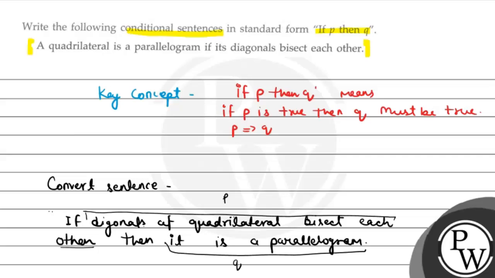Both are true. If P is true, the diagonals of a quadrilateral bisect each other, yes, that is true. Then it is a parallelogram, yes, that is also true. So if P then Q, that is the standard form of the given sentence.